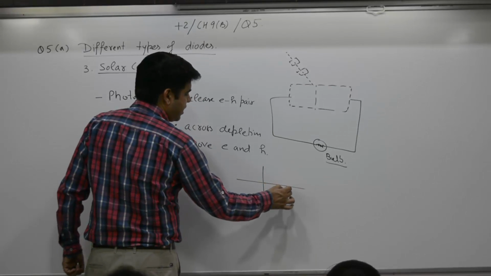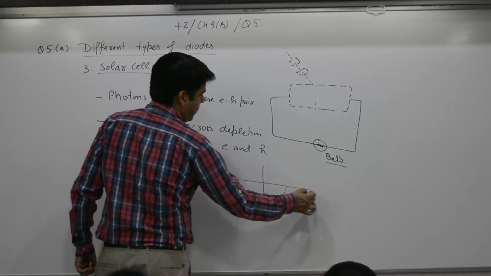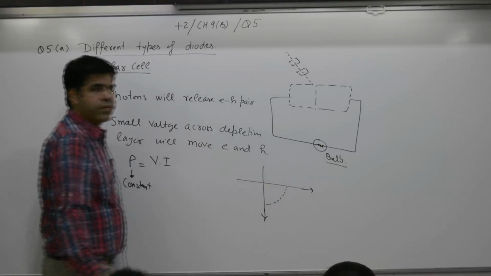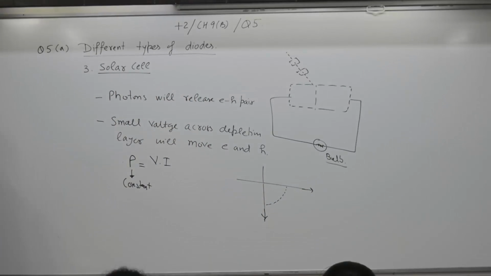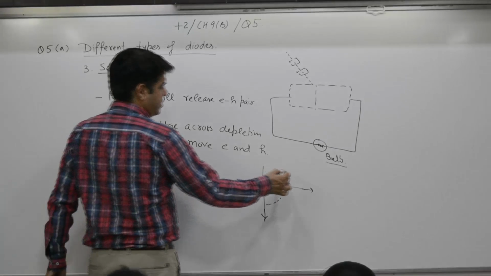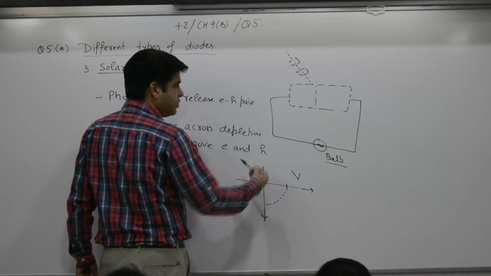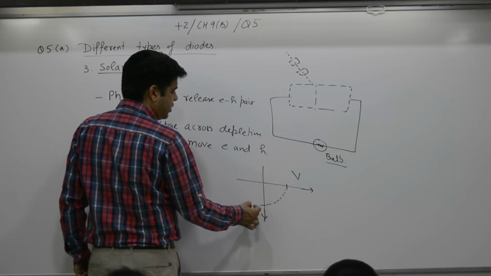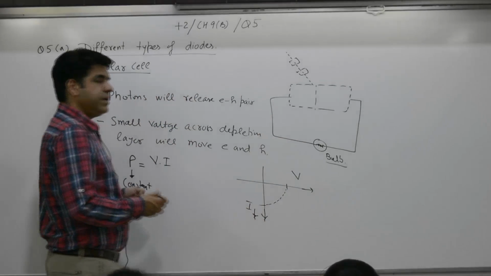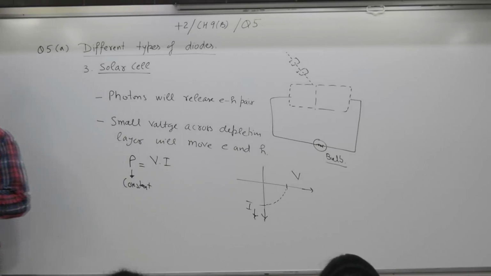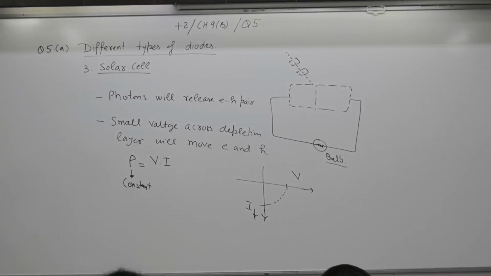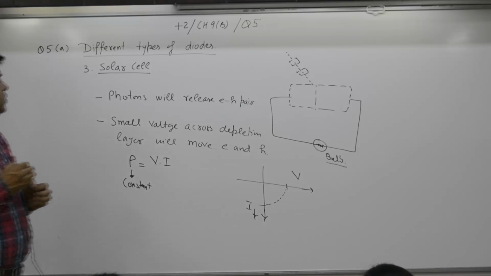That is why the graph is of this type. Almost, not exact. For V, there is a limit. You cannot reach beyond a certain voltage. Current too has a limit. So if P is constant, V into I remains constant. Time with you is 4 minutes. 4 minutes to write. Solar cell.